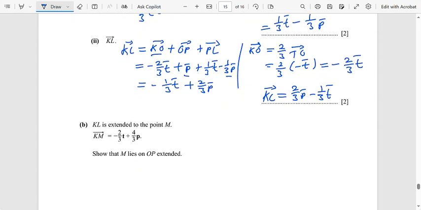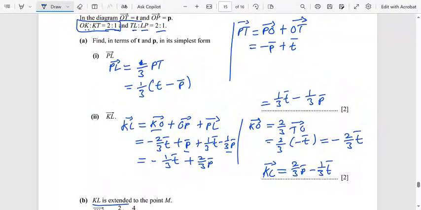So KL is extended to meet the point M. So we are going to extend KL to point M. And we're also told that from K to M, that's negative 2/3 T plus 4/3 P. So that M lies on OP extended.